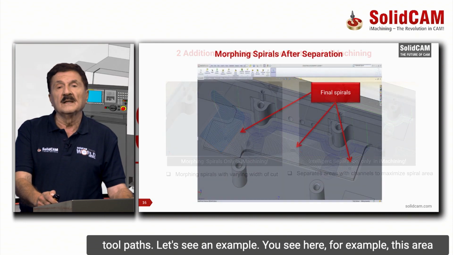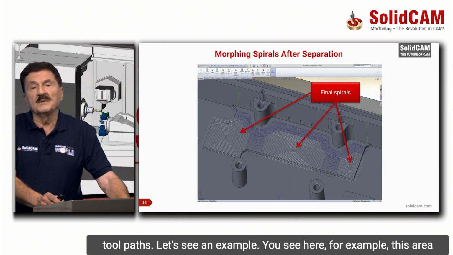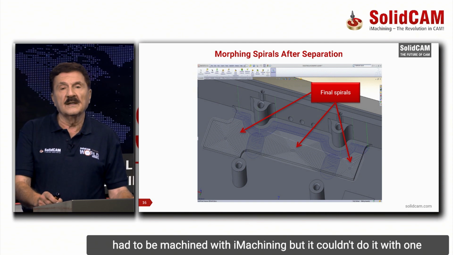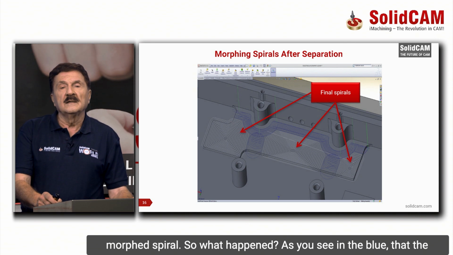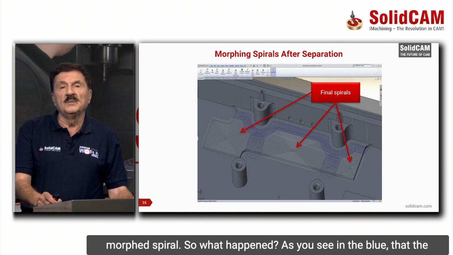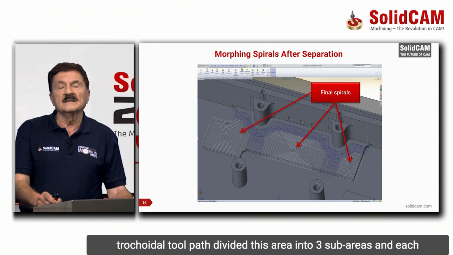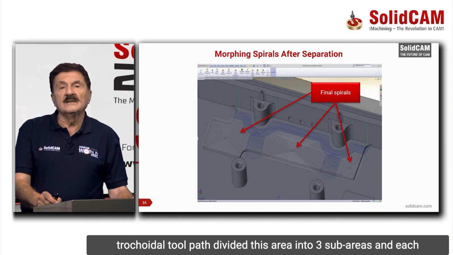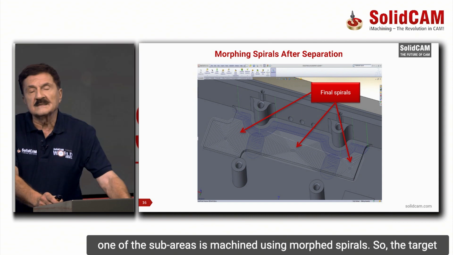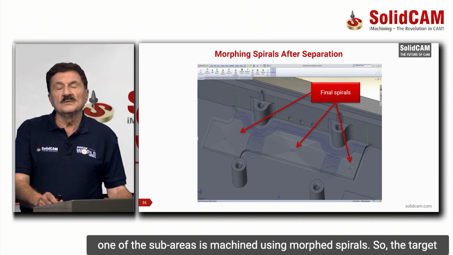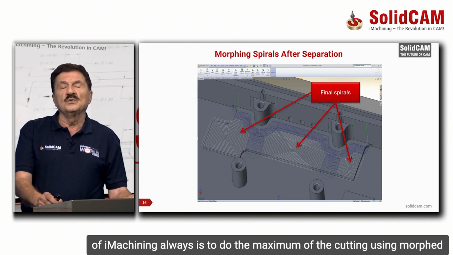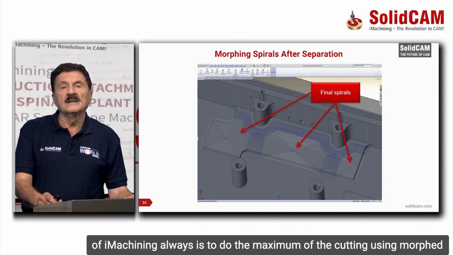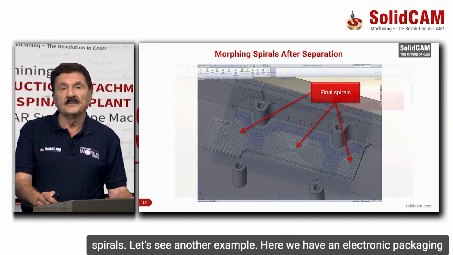Let's see an example here. You see here, for example, this area had to be machined with eye machining, but it couldn't do it with one morphed spiral. So what happened, as you see in the blue, the toroidal toolpath divided this area into three sub-areas, and each one of the sub-areas is machined using morphed spiral. So the target of eye machining always is to do the maximum of the cutting using morphed spiral.